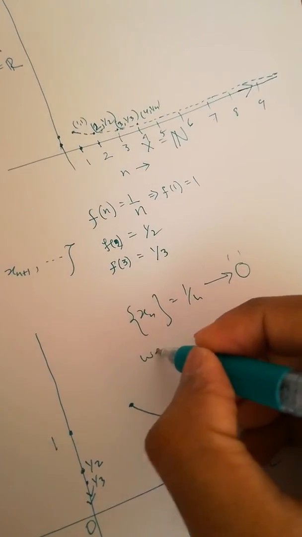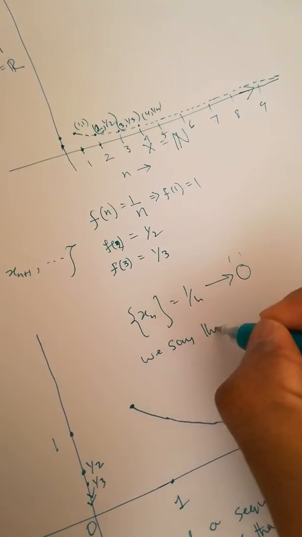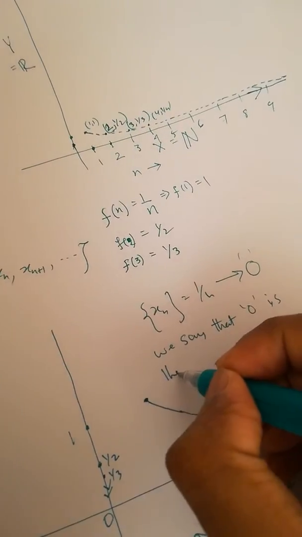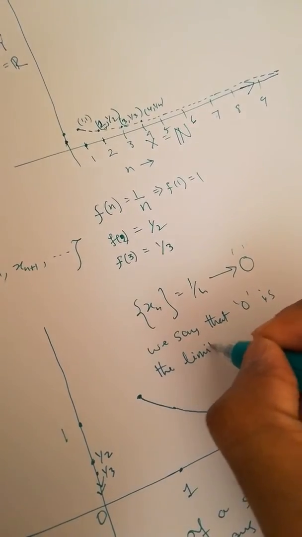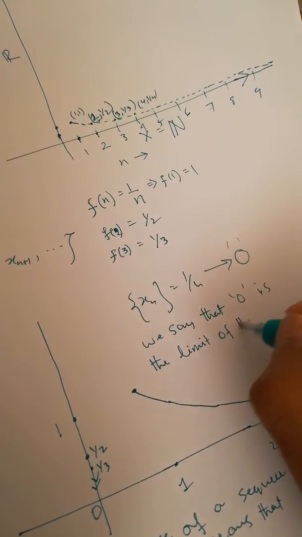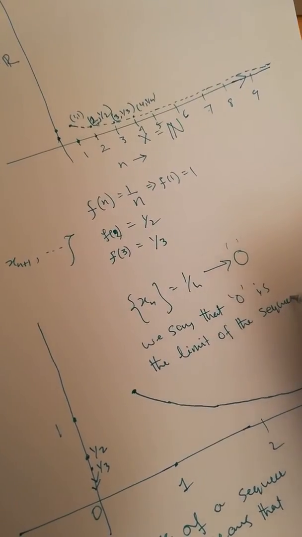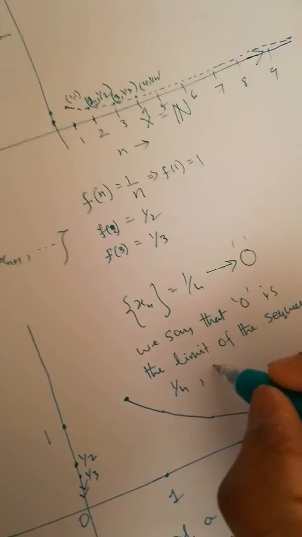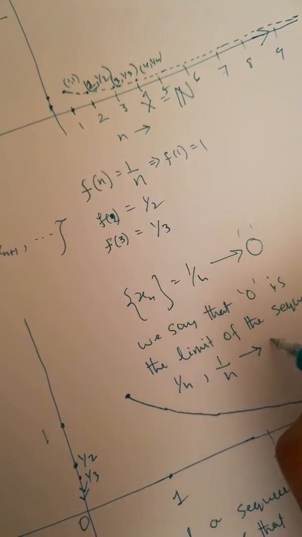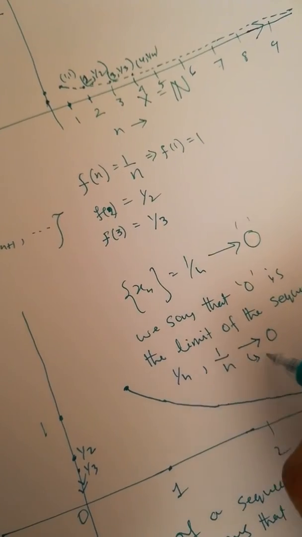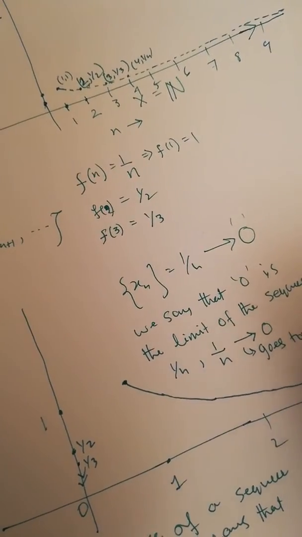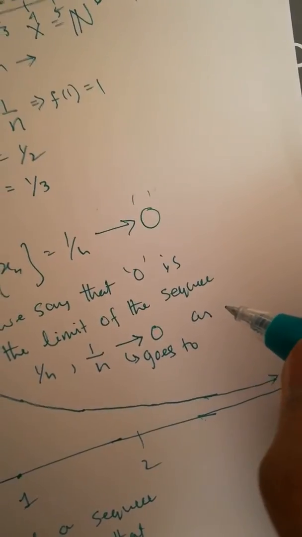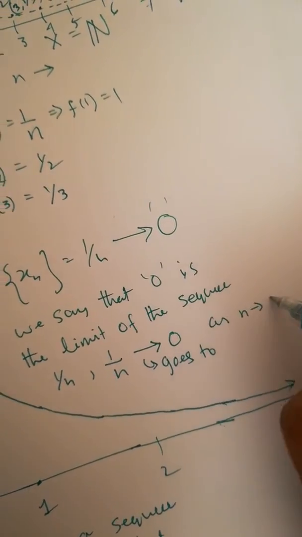We say that 0 is the limit of the sequence 1 by n, or we write 1 by n goes to 0, this symbol means goes to, as n tends to infinity.